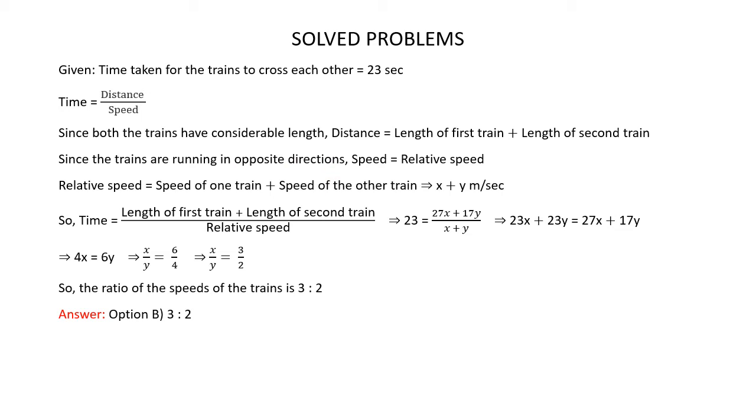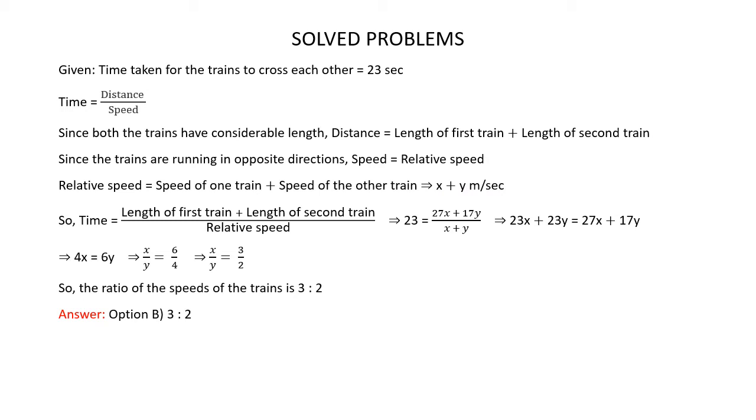Since both the trains are running in opposite directions, the relative speed will be the sum of the speeds of the two trains. So relative speed will be equal to speed of one train plus speed of the other train. Now we have assumed the speed of one train is x meters per second and speed of the other train is y meters per second. So here relative speed is equal to x plus y meters per second.